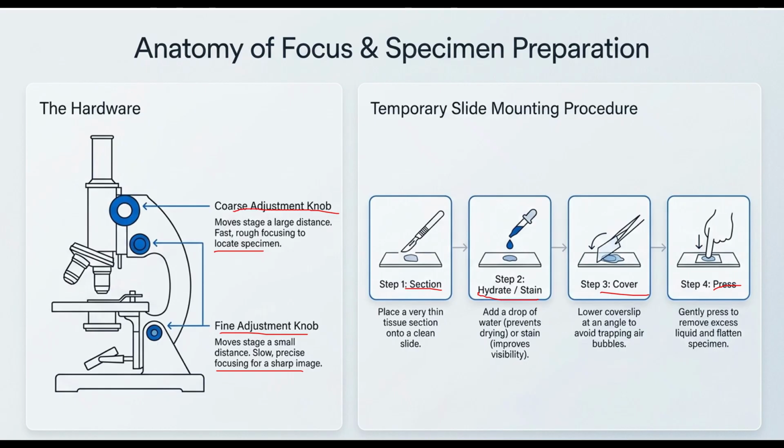Proper specimen preparation is essential because even the most advanced microscope cannot produce a quality image from a poorly prepared sample. So both are equally important. Clear?